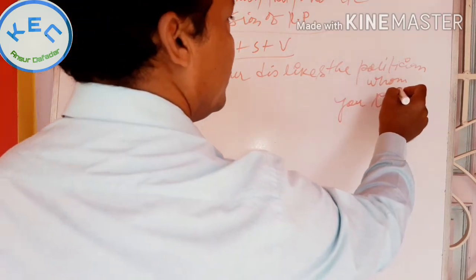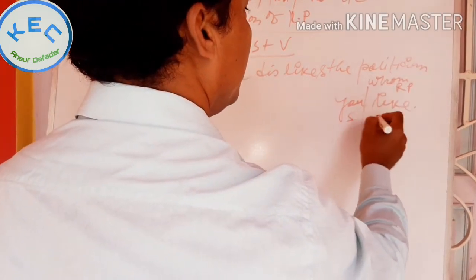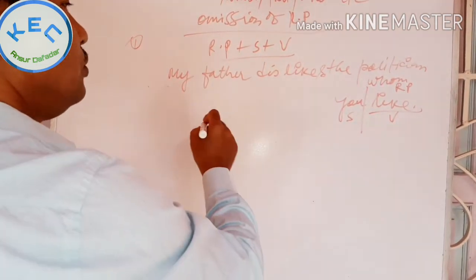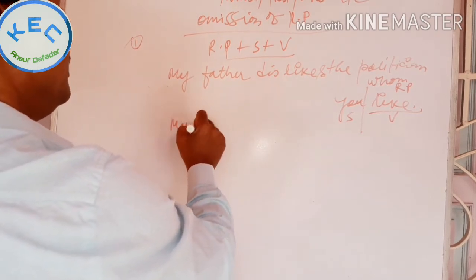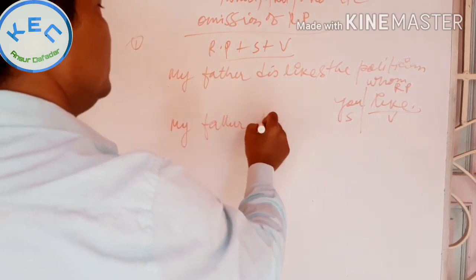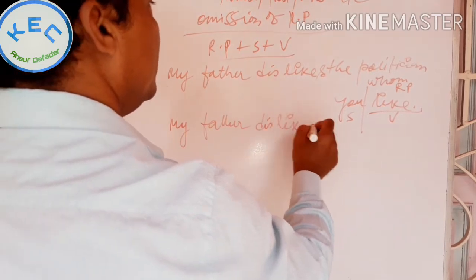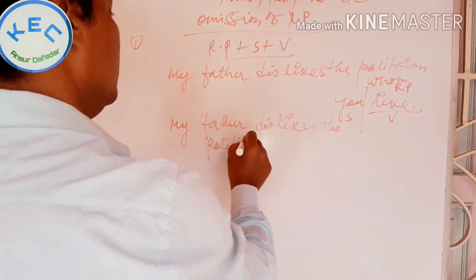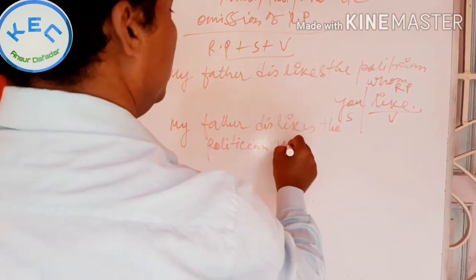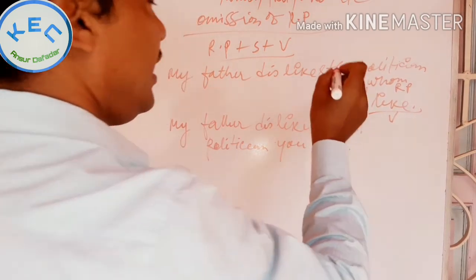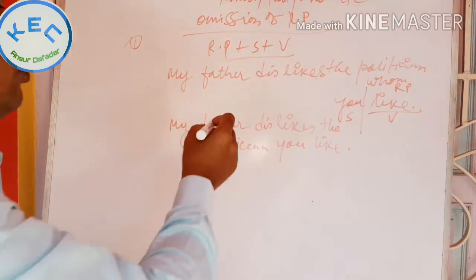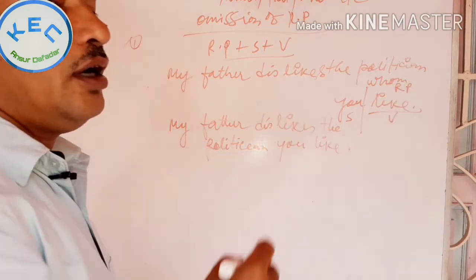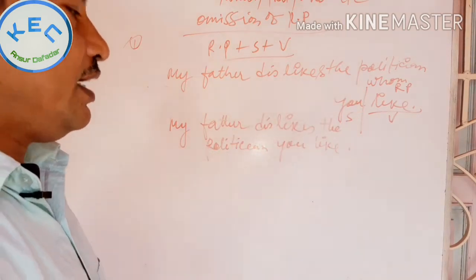Here RP, subject, verb. In this sentence also we find this structure, so we may rewrite this sentence. My father dislikes the politician you like. There is no wrong in it. We may write this sentence in this way, where there will be no relative pronoun. The omission of relative pronoun is justified in this case.